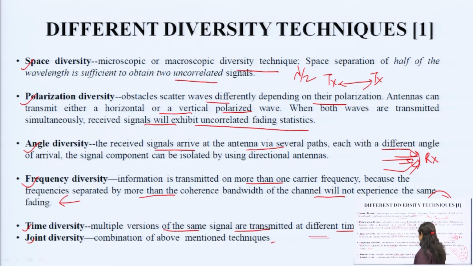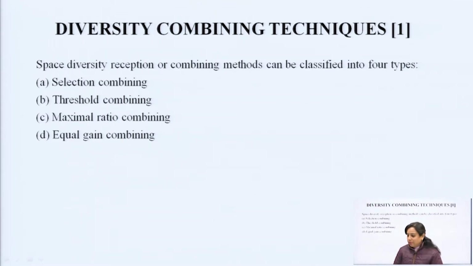Joint diversity is a combination of the above mentioned techniques, which means any combination, like we can either take 2 diversities or we can take 3 diversities. These are joined together to provide the combination of above mentioned techniques. Now, diversity combining techniques are there.